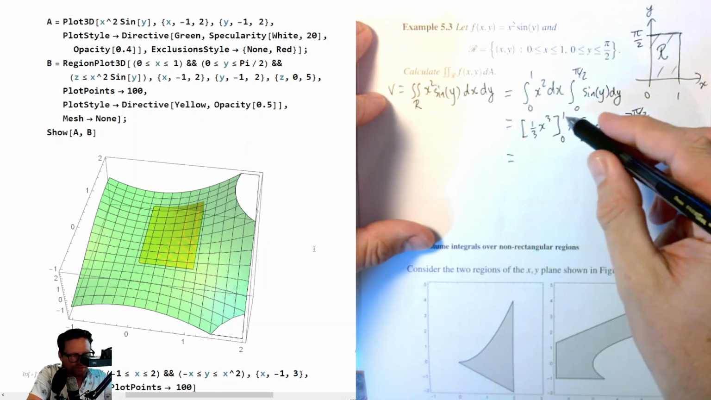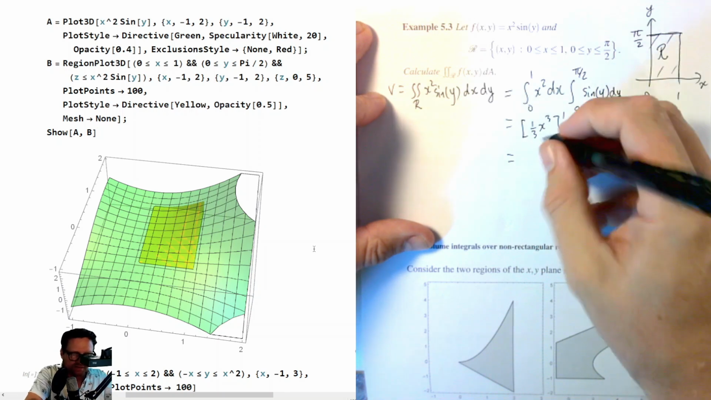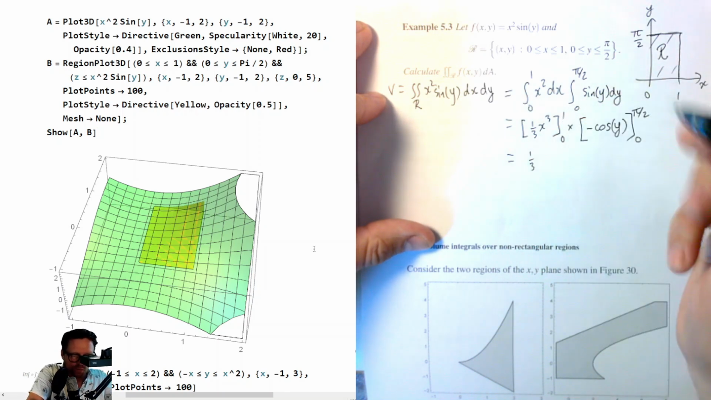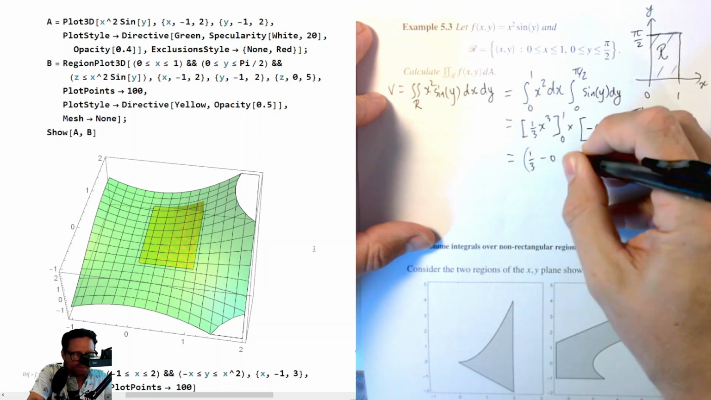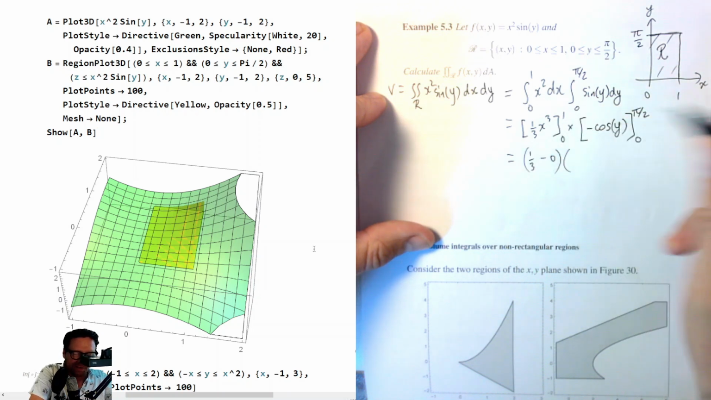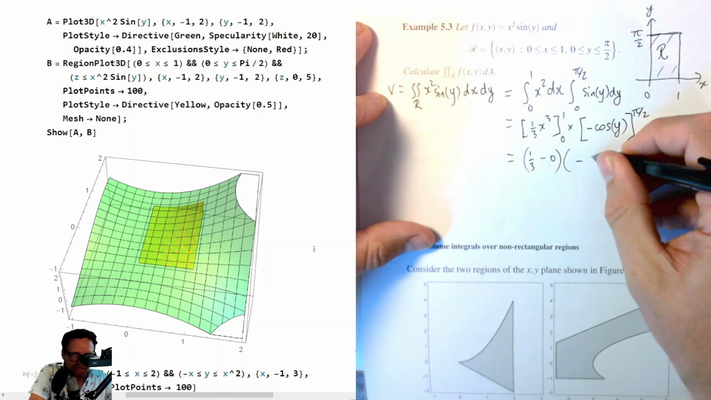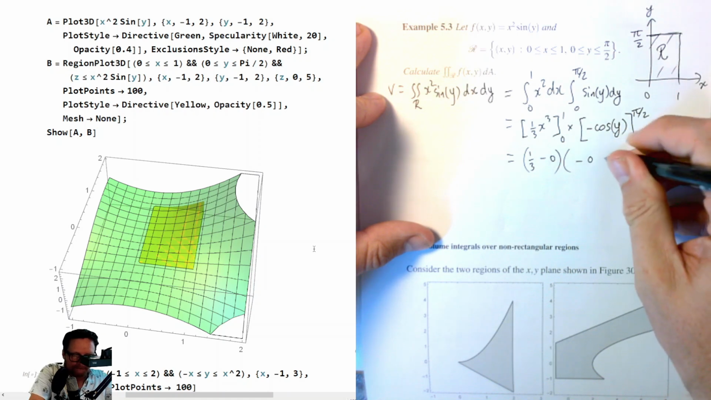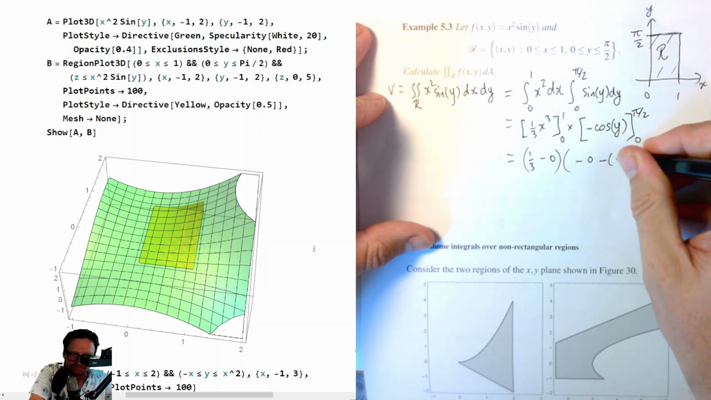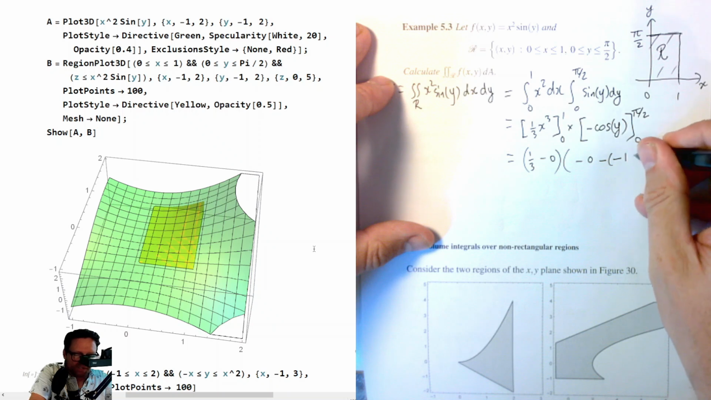Okay, so we've integrated these. Now we sub in and take a difference. So that's 1/3 times 1 cubed minus 0, multiplied by minus 0 minus 1, because cos of 0 is 1.